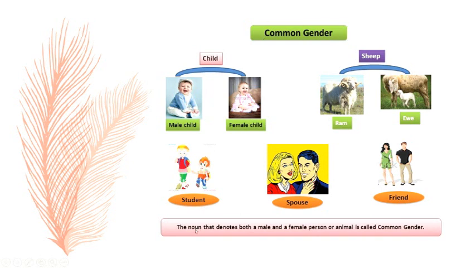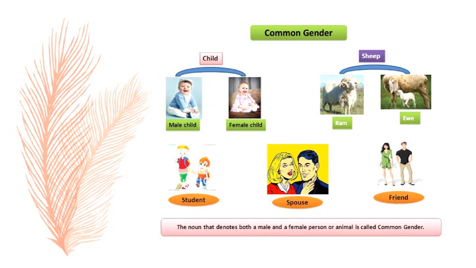Okay? So that means the noun that denotes both a male and a female person or animal is called common gender. Example, sheep can be ram, which is a masculine gender noun. It can be ewe, which is a feminine gender noun. Similarly, student can be boy, can be girl. Spouse can be male, can be female. Friend can be male, can be female. So these words, child, sheep, student, spouse, friend, teacher, doctor, lawyer, they all are common gender nouns.